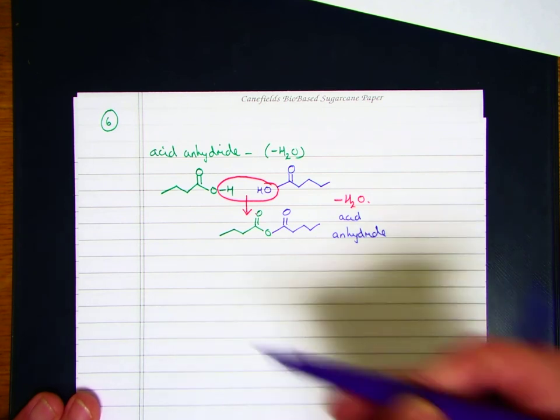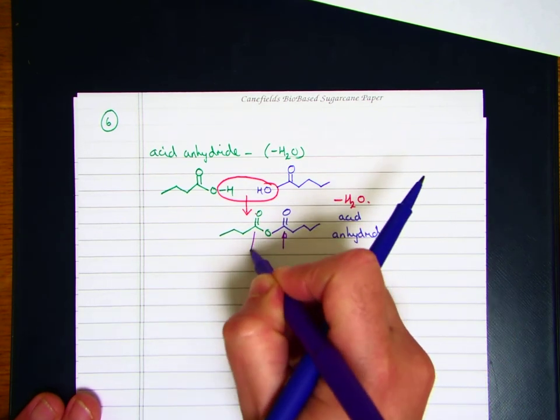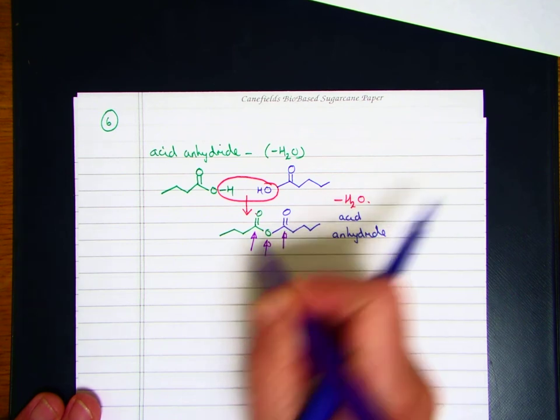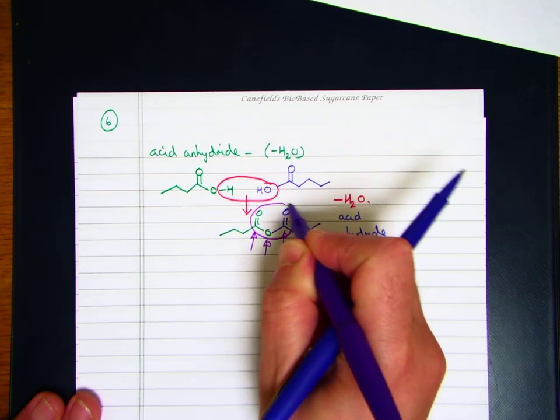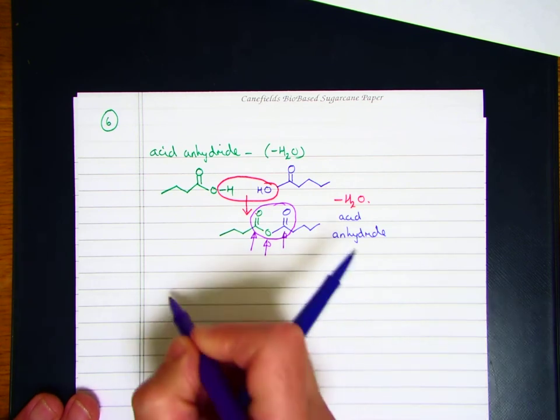You'll notice that in an anhydride you have a carbonyl bridging an oxygen. It's not two ketones and an ether. It's a unique group in which they're all attached to one another.